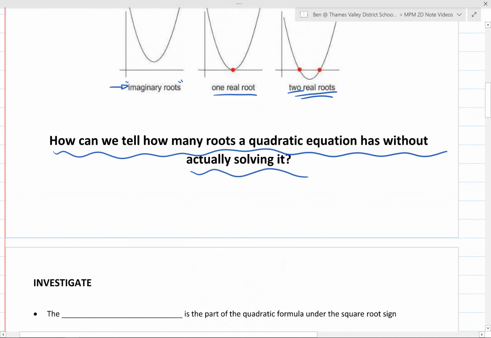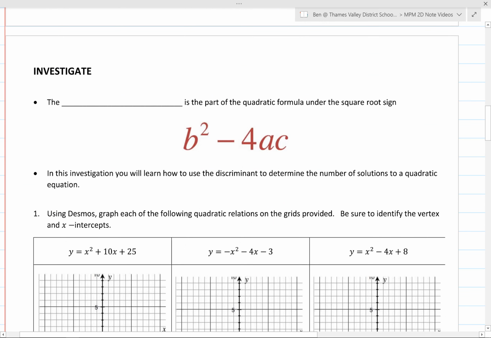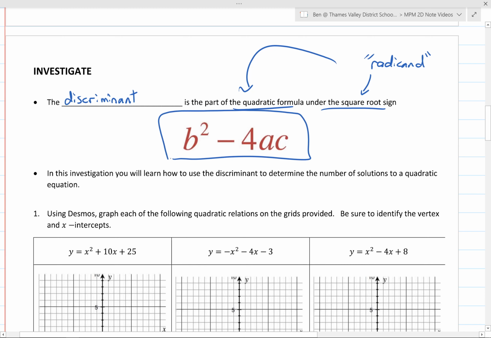Now, we have played around with our quadratic formula already a little bit. In this case, we have a new term for you. This is the discriminant. So the discriminant is the part of the quadratic formula underneath the square root sign. Just so you know, we call that a radicand. Radicand. That's the piece beneath a radical sign. So the discriminant is the radicand of the quadratic formula. And that is the piece underneath the square root sign. That is b squared minus 4ac. So that is our discriminant.